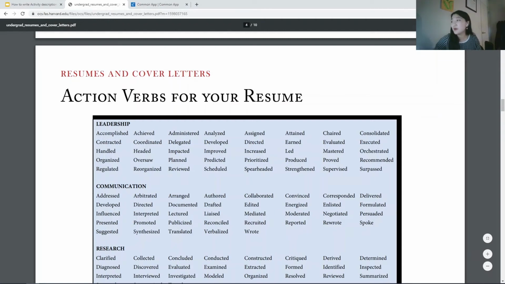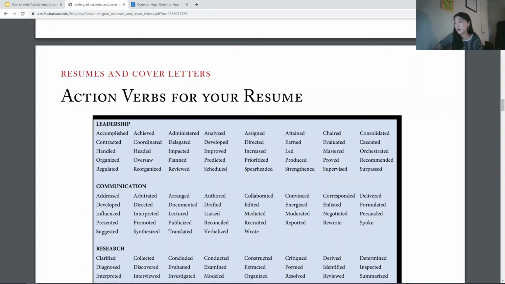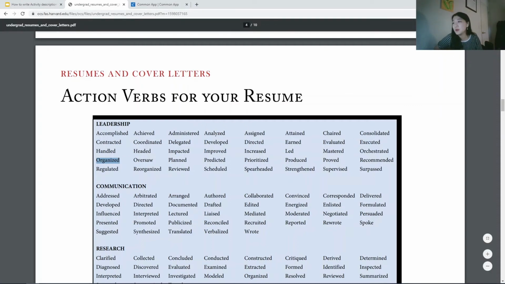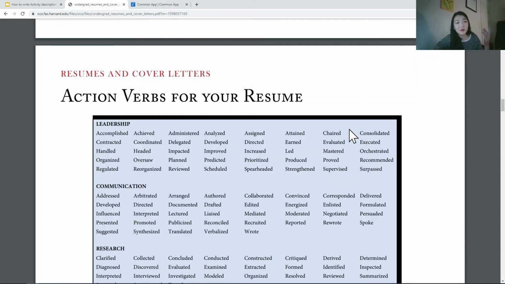So let's say that you have a leadership activity and you're writing a description for it. If you find yourself using the word organized over and over and over again, maybe you take a look at this list and see if you can use any one of these words that imply leadership. So you can say earned, produced, strengthened, supervised, executed, consolidated. There's so many different options, and using a variety of verbs will not only help to make your descriptions more specific to that activity, but also help you come across as more professional and less repetitive.